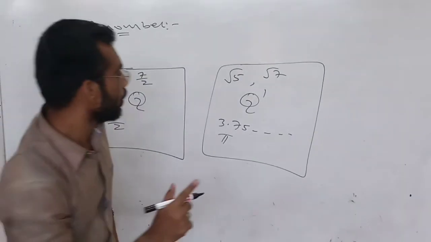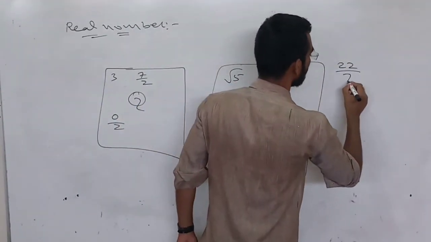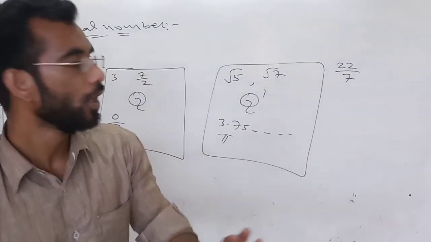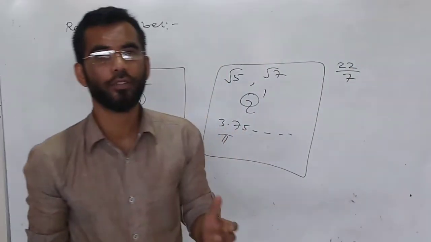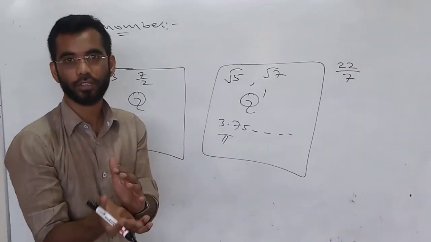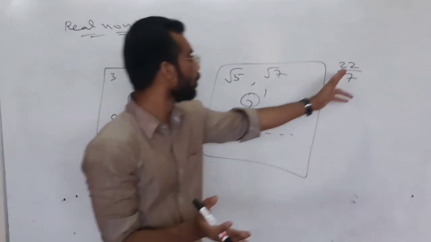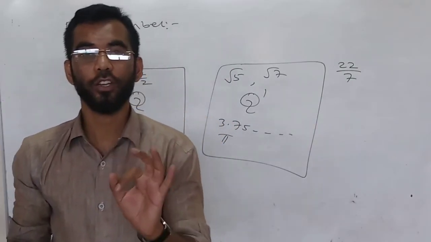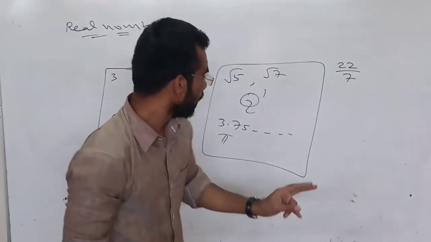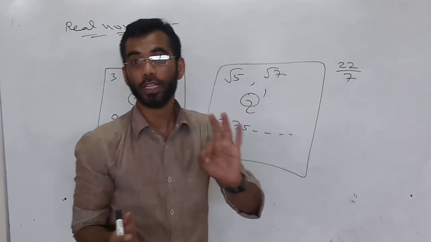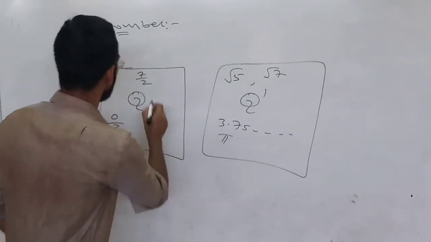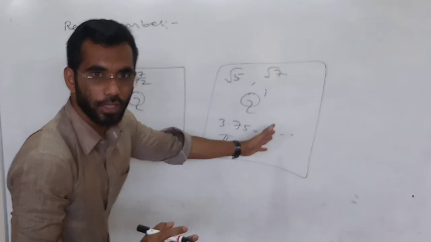Remember, pi is an irrational number. Most important to you: the value of pi is 22 by 7. It is not the correct value. It is an approximate value. Divide 22 by 7 and tell whether you get a final answer. You will not get a last answer for it. So 22 by 7 is an approximate value of pi. It is not the correct one. So pi is an irrational number. Most important, pi is an irrational number.